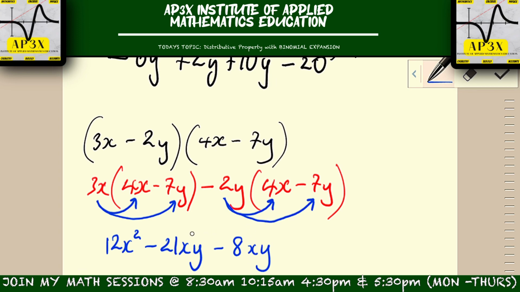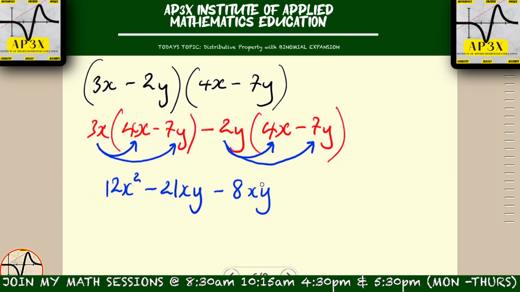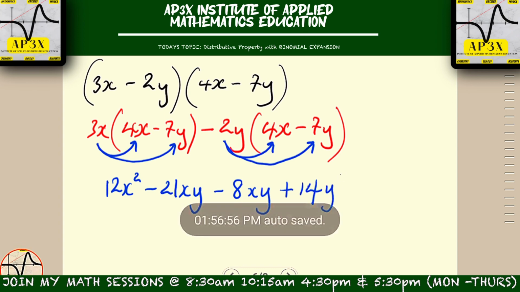A weak student, a student who is not focused, not knowing exactly the fundamental principles, may think that xy is an unlike term from yx. They are the same, all right, as long as they are bounded by multiplication. Then we have negative 2 times 7, that's positive 14, and y times y is y squared.